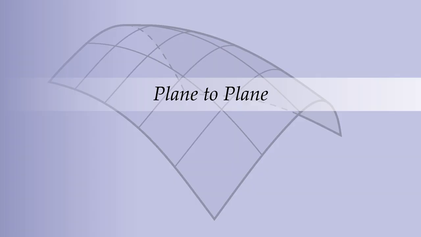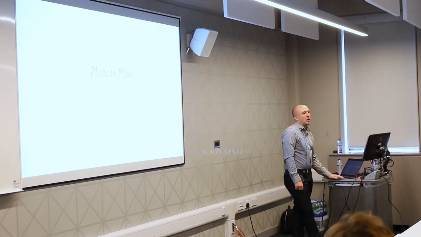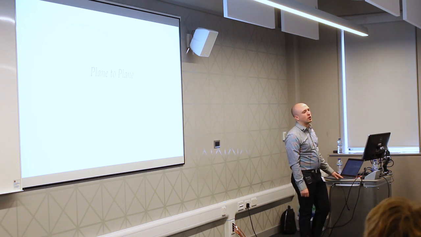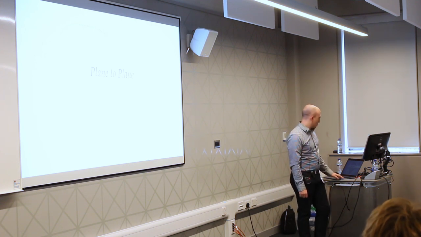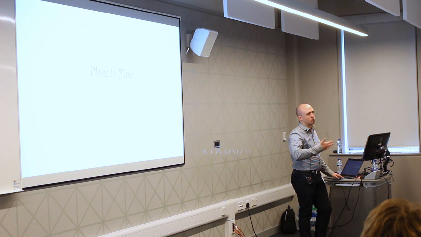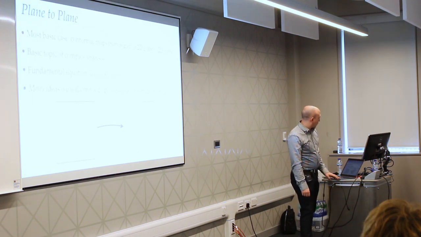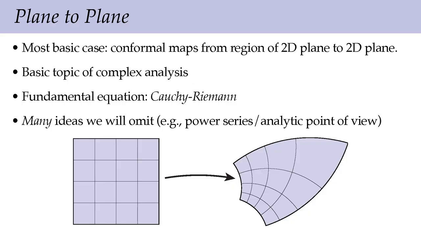Okay, so let's talk now a bit about the basic equations. I've given everything at a pretty high level so far, pretty much cartoon intuition. Let's talk a little about the basic equations that really describe conformal maps. We'll start out just going from 2D to 2D, from the plane to the plane. So the basic case: a conformal map from a region of the plane to somewhere in the plane. The picture is exactly the kind of thing I'm talking about. If you've ever taken a class in complex analysis, you had better be familiar with this already, because that was the whole class.